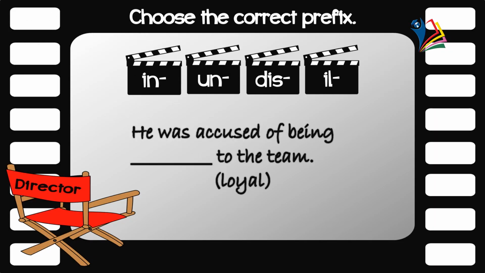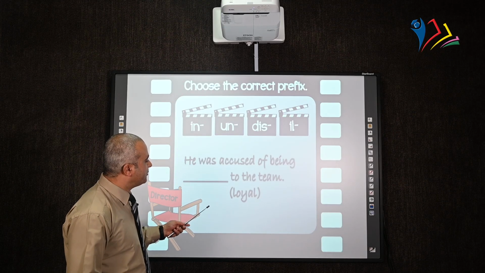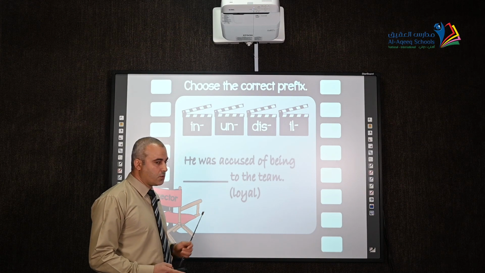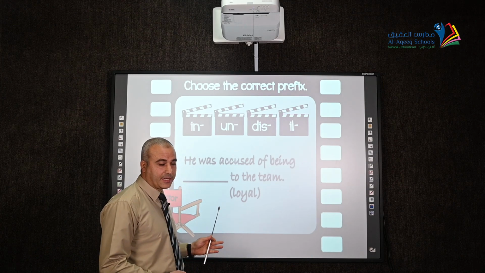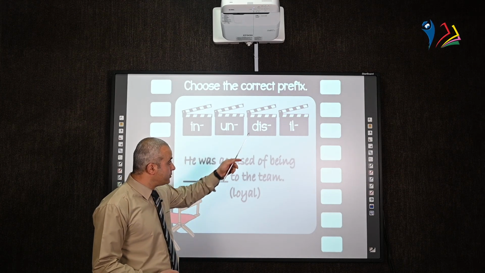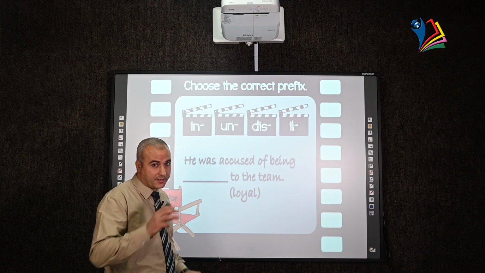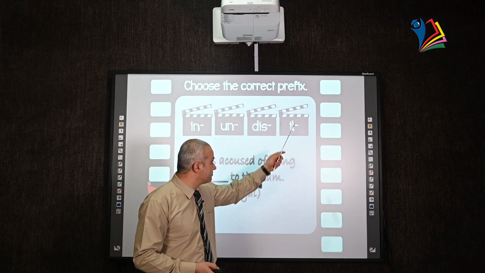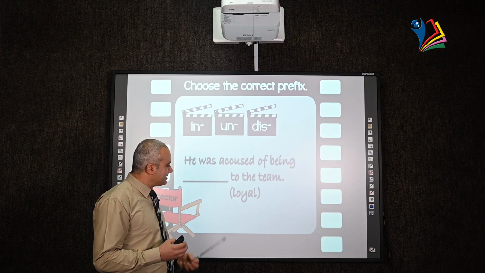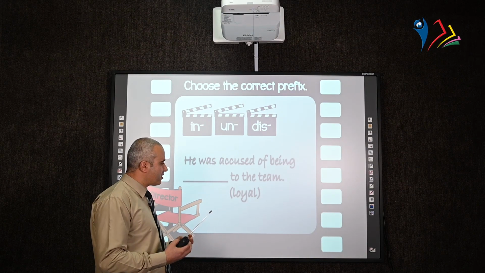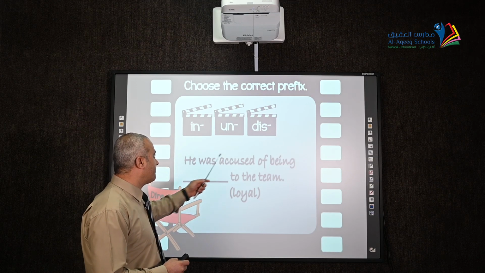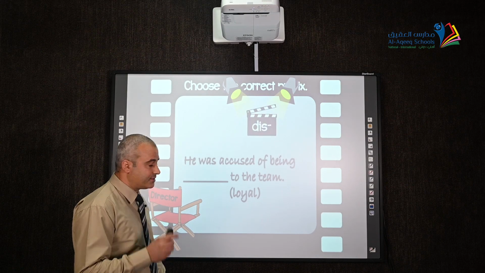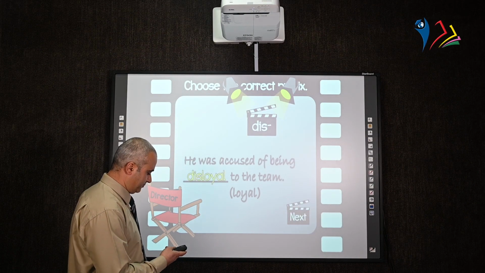After that, in this sentence we have something confusing because the word root here begins with the letter L. So one can say we can use il, like illogical, illegal, illegible. But if we use il here, it is completely wrong. It is not right. So you can try it. It is wrong. There are some irregularities. Sometimes you can find them. Loyal begins with the letter L, but here we use the prefix dis: disloyal. It is the right answer. Okay.